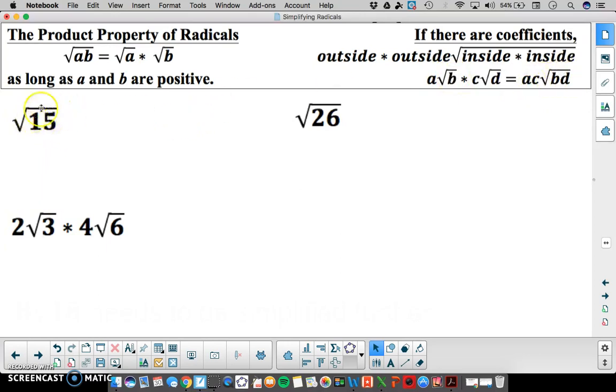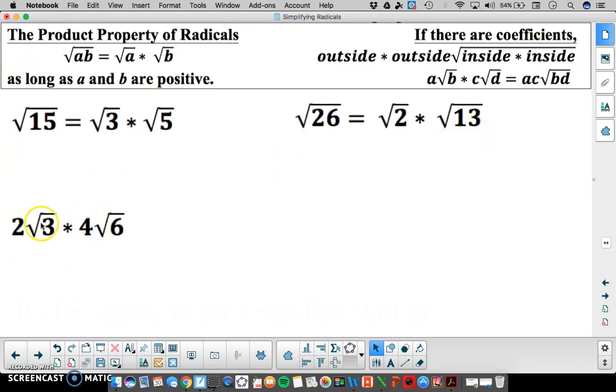So here we have the square root of 15. We could break that apart into factors. We could have square root of 1 times the square root of 15. We could also have the square root of 3 times the square root of 5. Square root of 26 could be broken down into the square root of 2 times the square root of 13. It could also be written the other way, square root of 13 times the square root of 2.